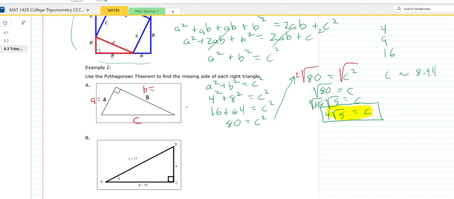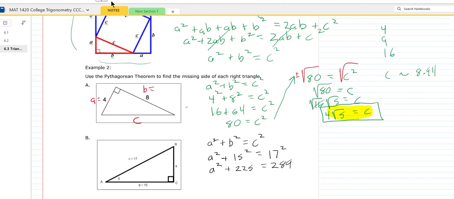Okay, the next one, we're going to find side a. So again, I'll just write down the Pythagorean theorem, a squared plus b squared equals c squared. We don't know what a is, so that will be my unknown. b is 15, so we'll do 15 squared. c is 17, so we'll do 17 squared. Okay, I can work out 15 squared is 225. You can work out 17 squared either by hand or on a calculator. That's going to give you 289.